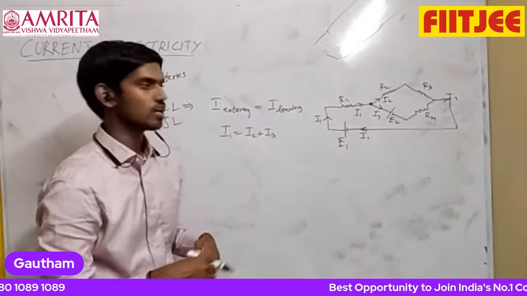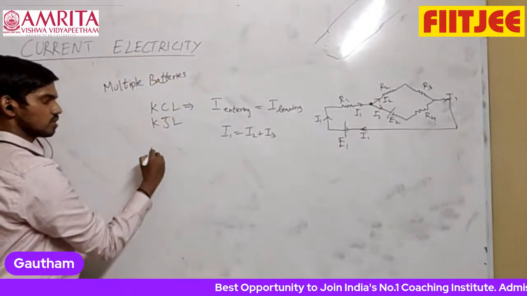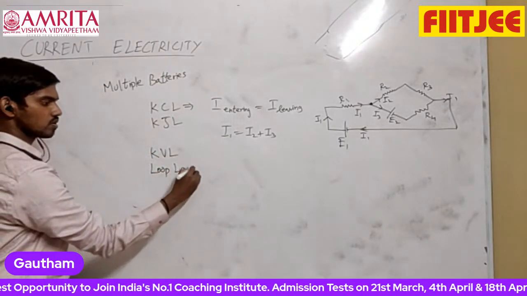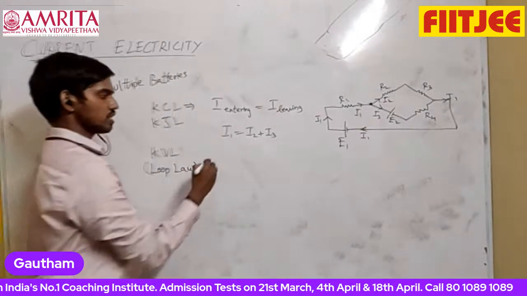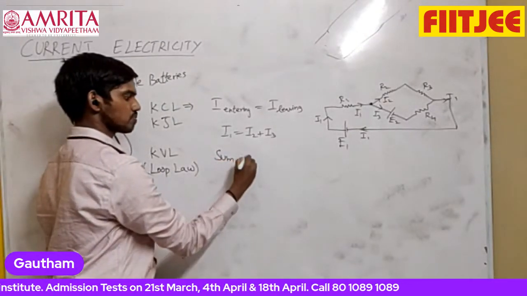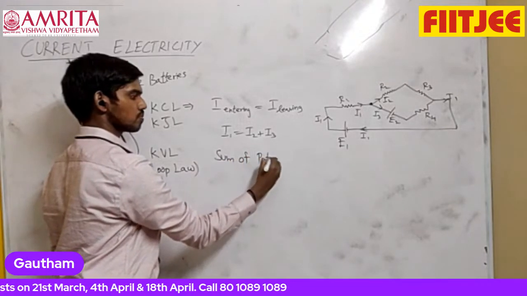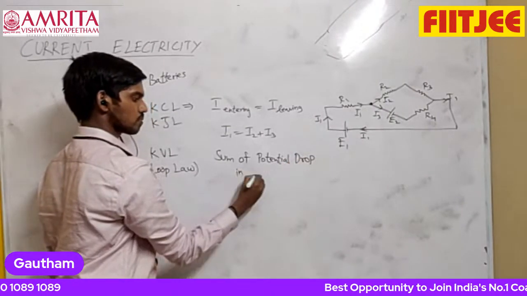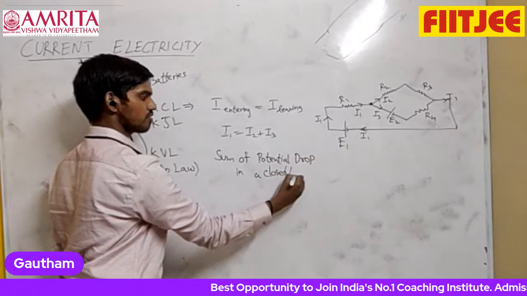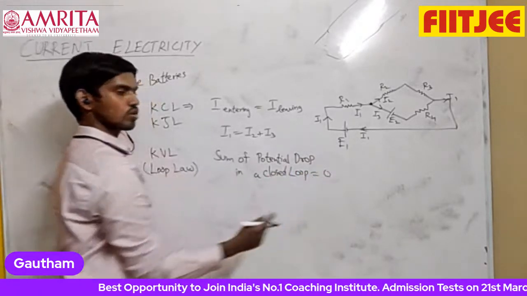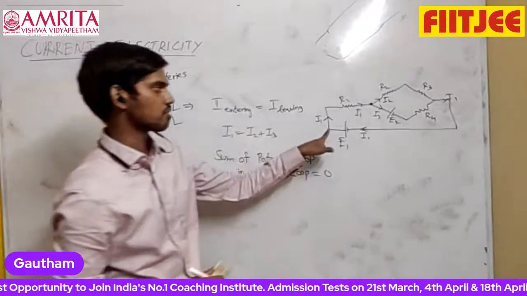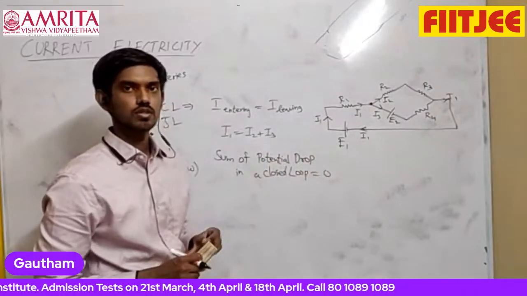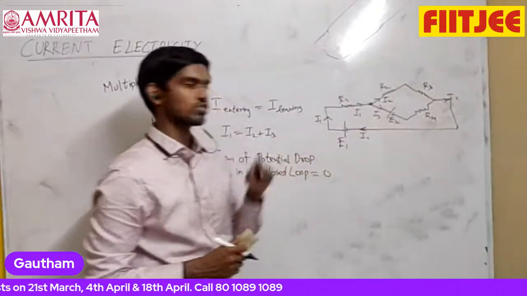For the other two equations, you have to apply the second law, which is Kirchhoff's voltage law, also called the loop law. This is basically: the sum of potential drops in a closed loop is 0. You take any closed loop, and the total potential drop across the loop will be 0. You start from one point, go through a loop, and come back to the same point, so you are coming back to the same potential, which means the total potential difference is 0.